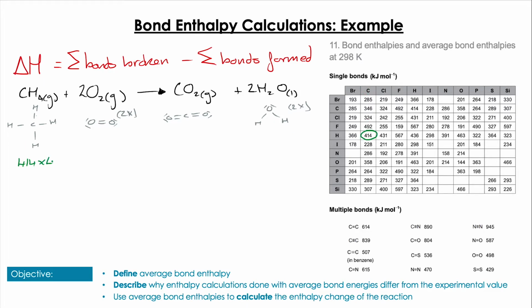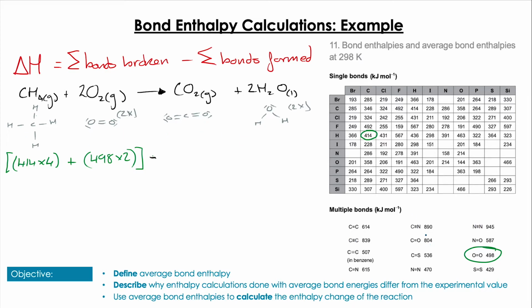So we're going to look first for our carbon-hydrogen bond, which is 414. The oxygen-oxygen double bond is down at the bottom for the multiple bonds. So we do 498 multiplied by 2. That's our bonds broken. Then we're going to want to find our bonds formed.